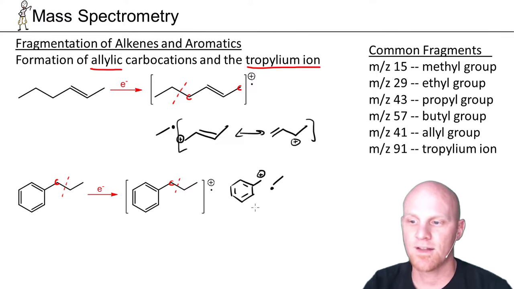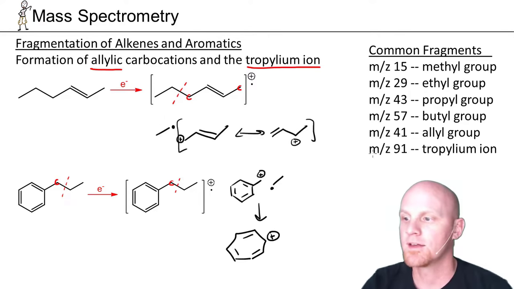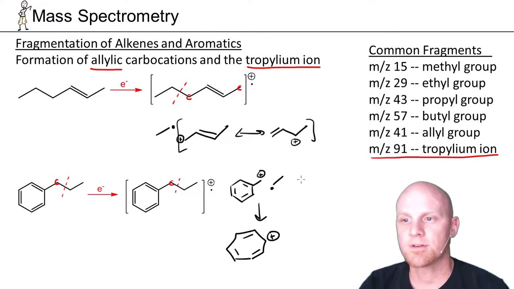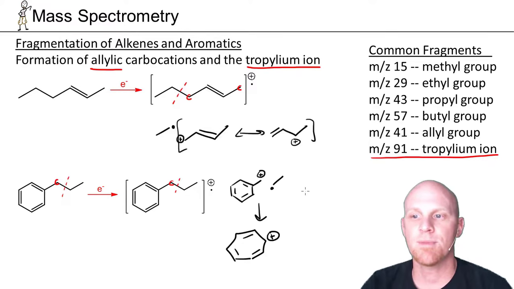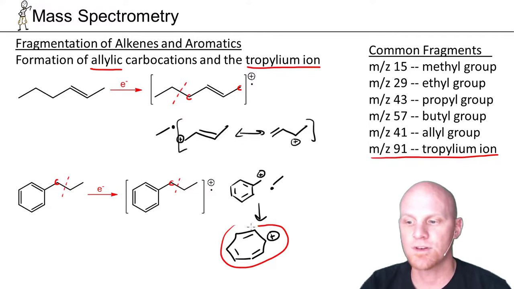But that carbocation, that 7-carbon carbocation total, actually rearranges to form this carbocation right here, and it's this 7-membered ring carbocation that we refer to as the tropylium ion, and it has an M/Z ratio of 91. So these are the two common types of fragments for alkenes and aromatics. If you're an alkene, some sort of allylic stabilized carbocation. If you're an aromatic, it looks like it's going to be benzylic, but ends up rearranging to form this tropylium ion.